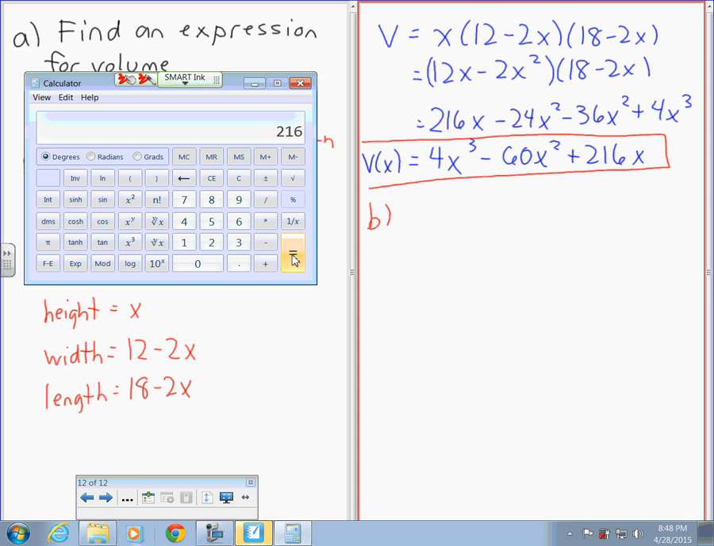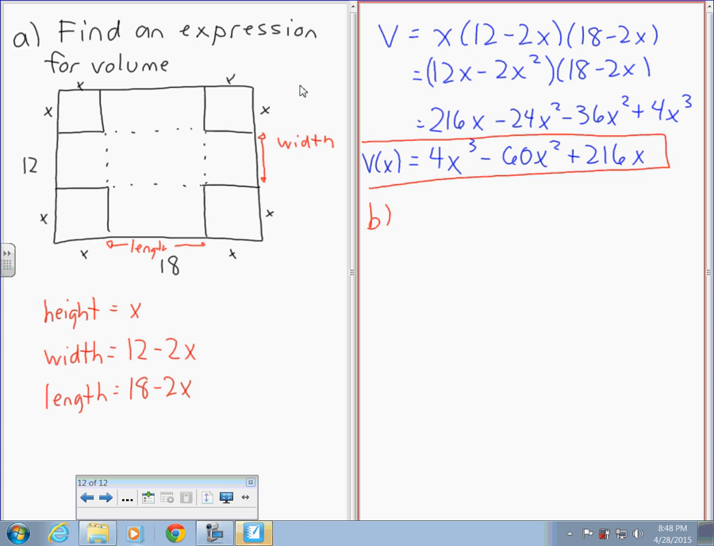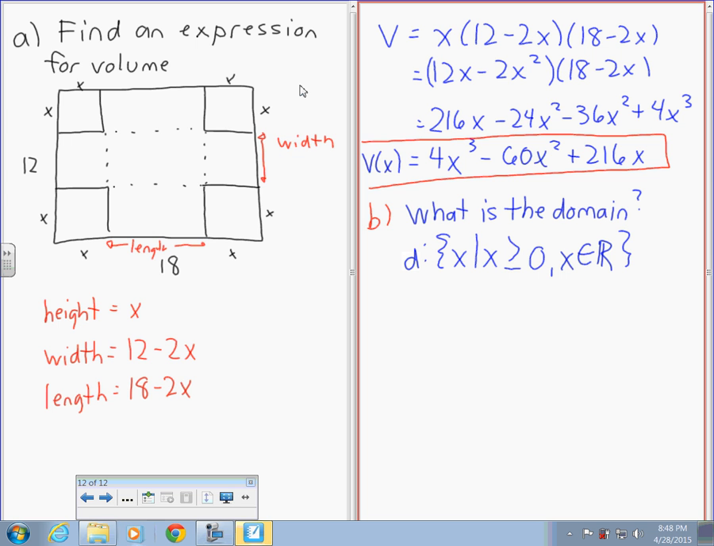Part B is going to say, and I'm going to start with you on this question because you asked for this earlier, what is the domain of this function? What x values will work according to that picture? Now I'm going to say my domain is going to be x has to be greater than or equal to 0. I guess technically, if something has a 0 height, it'll have 0 volume, but that's okay. We can deal with that.